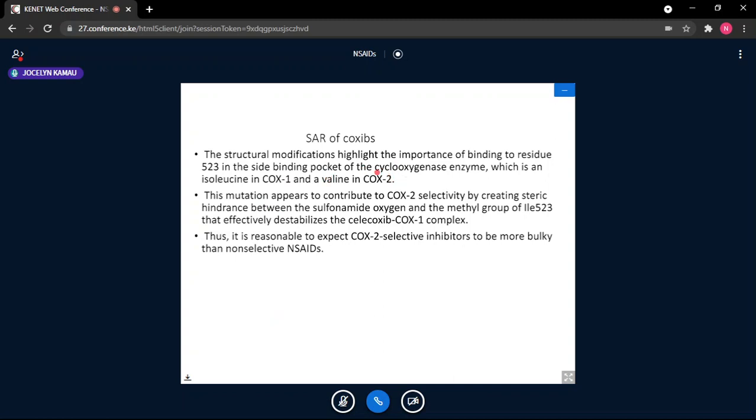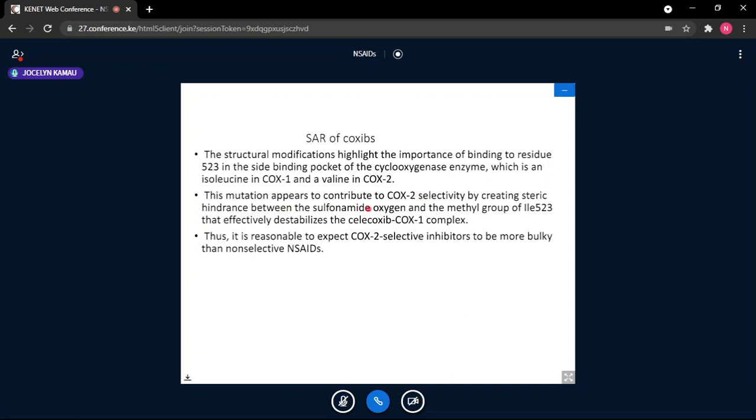Structural modification highlights the importance of binding to the residue. They're only saying that the structural modifications in these drugs highlight one thing: binding to the difference between these two enzymes. That's all we are doing. We are looking at the difference between COX-1 and COX-2 and taking advantage of that difference.